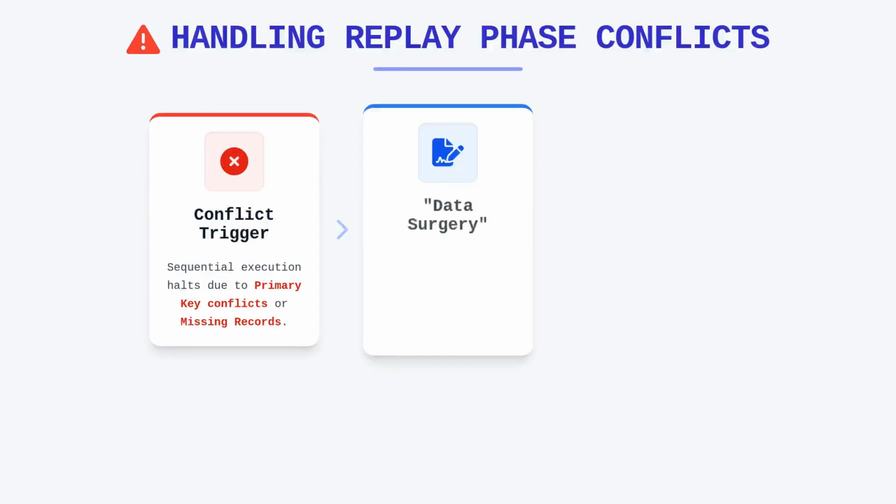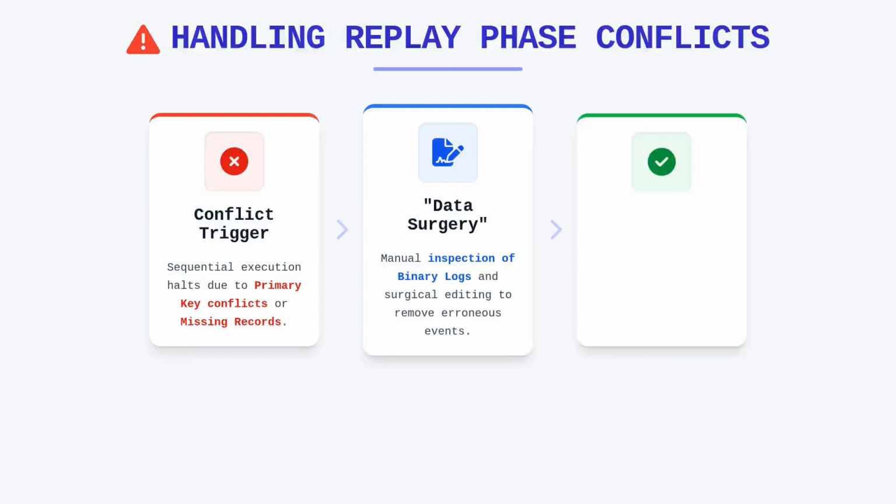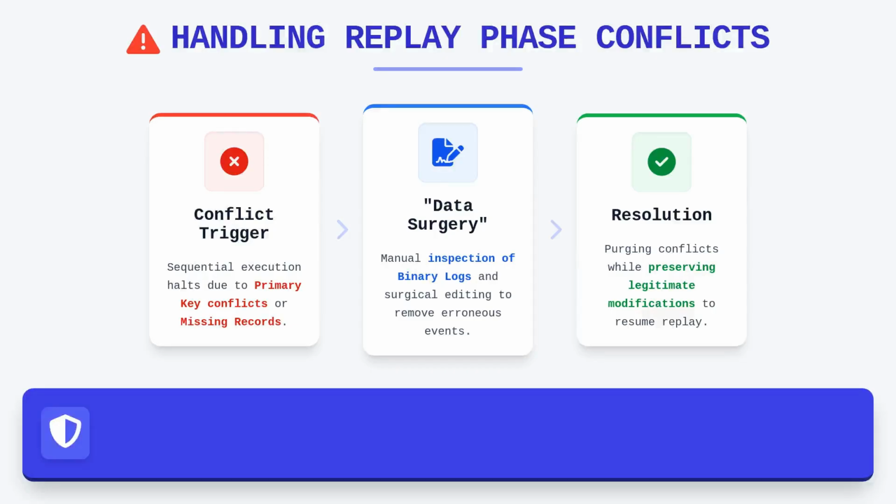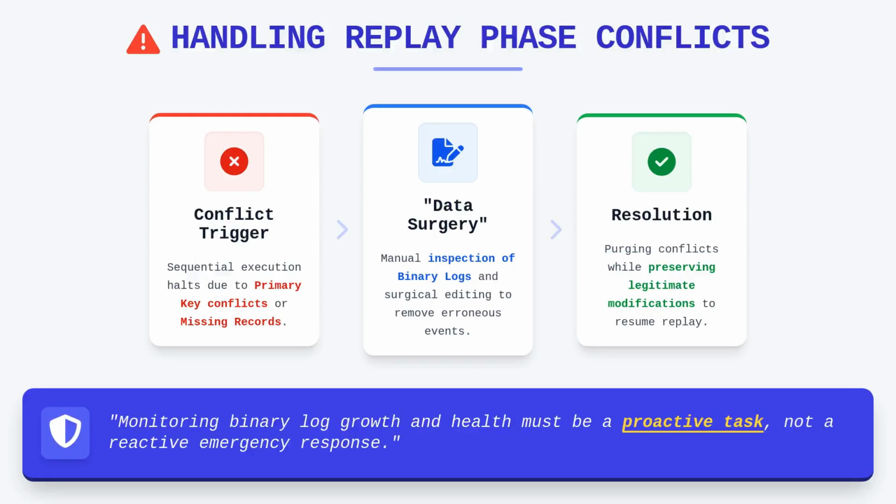Resolving these discrepancies involves carefully inspecting the binary log content and potentially editing the output file before applying it. You are effectively performing a form of surgery on your transaction stream, removing the erroneous events while keeping the preceding and following legitimate modifications. This level of manual intervention is why I stress that monitoring your binary log growth and health should be a regular, proactive task, rather than a reactive one during an emergency.